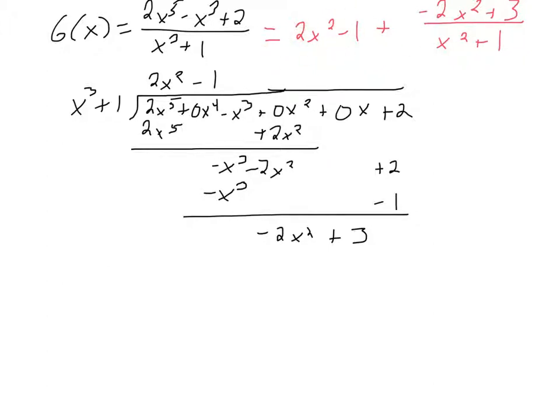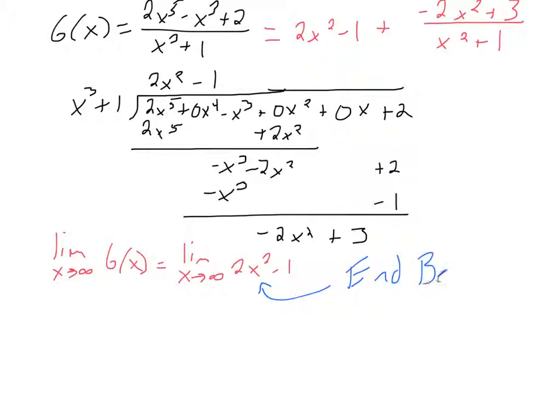So that means that the limit as x goes to infinity of g of x looks a lot like the limit as x goes to infinity of 2x squared minus 1. And this function, 2x squared minus 1, which is a quadratic, is our end behavior model right here, or our end behavior. This is what the function behaves like as x gets really, really large.